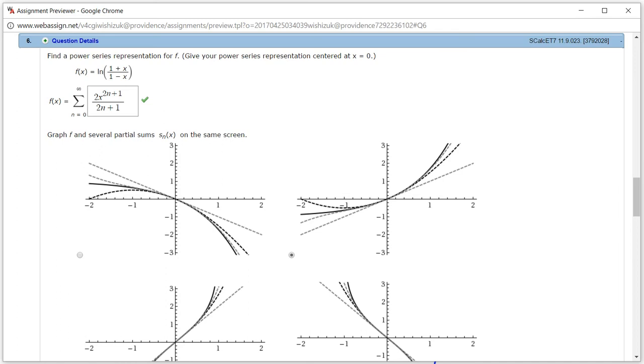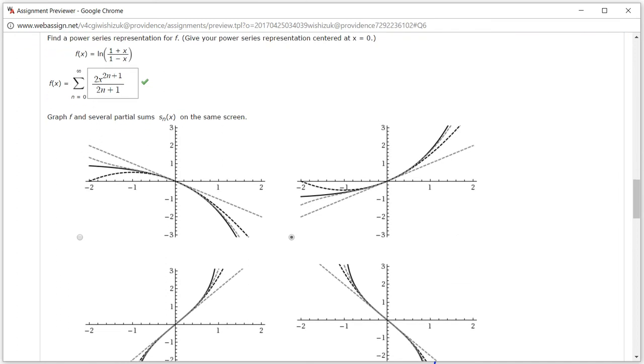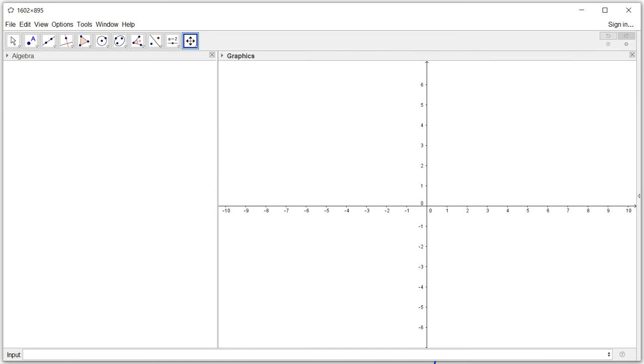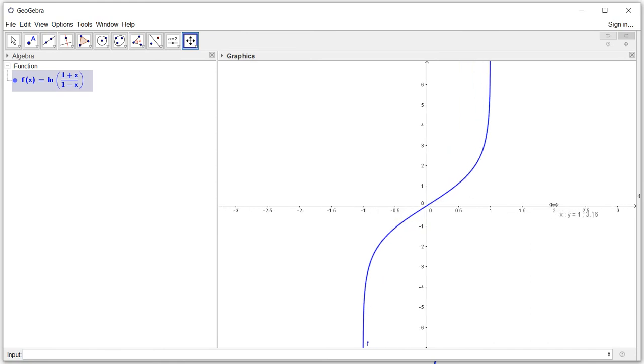Graph the f and the several partial sums on the same screen. All right, let's bring out GeoGebra here. And we're going to just define the function. So the function is f of x equals natural log of (1 plus x) over (1 minus x). All right, so we have this graph right here, and I might just change the scaling a little bit so you can see it better.